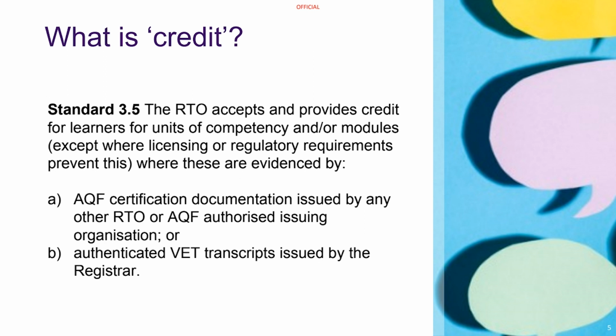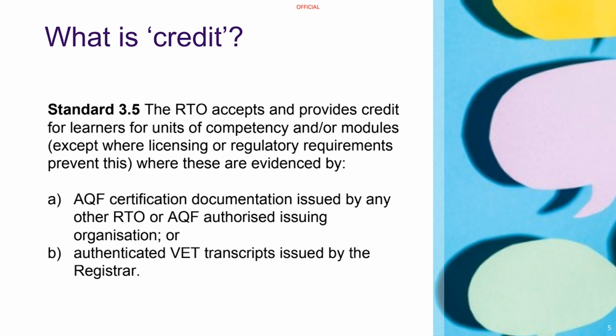But note in parenthesis, it says that you can't award credit if licensing or regulatory requirements prevent it. And so you need to make sure that if you are involved with a course leading to the potential to apply for a license, then under those circumstances, you would have to make a different decision if the licensing or regulatory requirements forbade the use of the former unit of competency for credit.